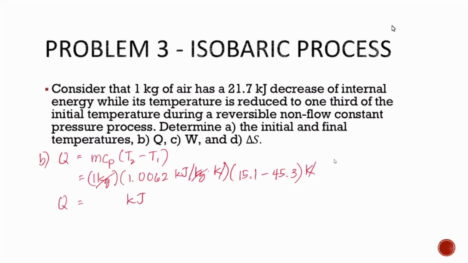What is the value? We are expecting a negative Q or negative heat transfer, which means that the system lost energy, or gives off heat. What is the value of Q? 30.39. Negative. Negative 30.39 kilojoules.